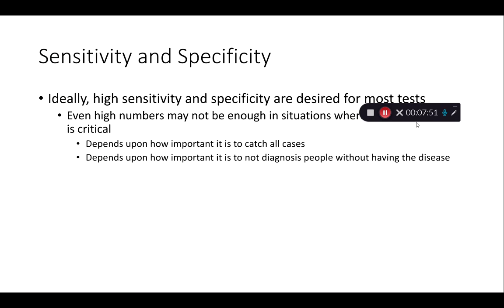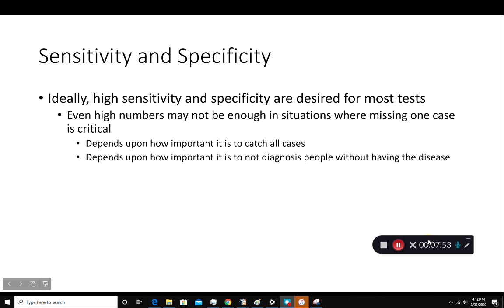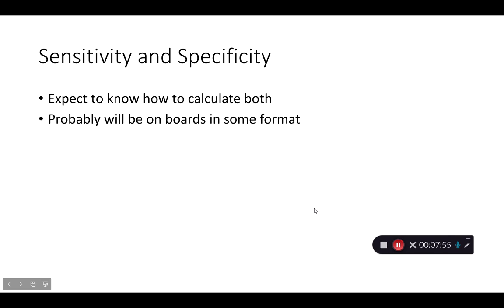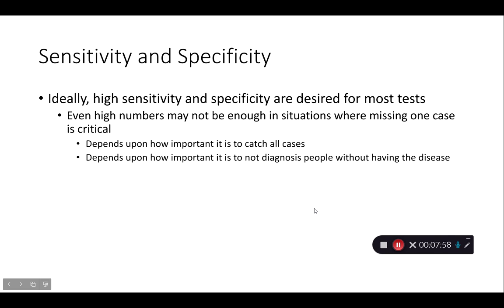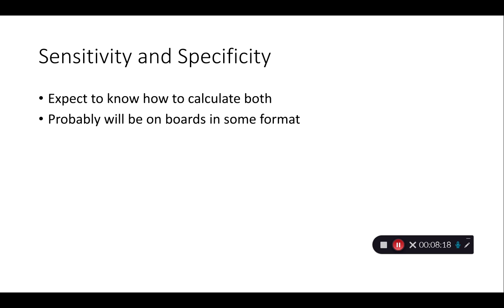In short, high sensitivity and specificity are desired for most tests. However, even high numbers may not be enough in situations where missing one case is critical. And that depends on how important it is to catch all cases. It also might depend on how important it is not to diagnose people without the disease. Maybe the cost to the person if we misdiagnose them is very high. So we want to make sure we judiciously control our sensitivity and specificity. For the remainder of this class, expect to know how to calculate both. This will probably be on the boards in some format.